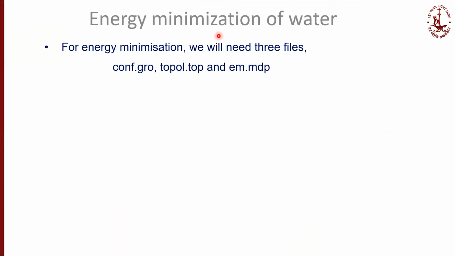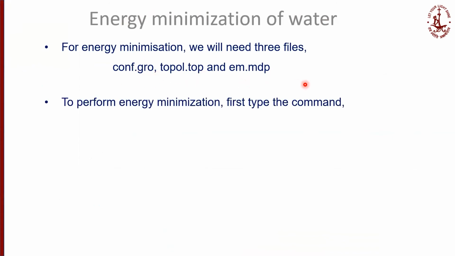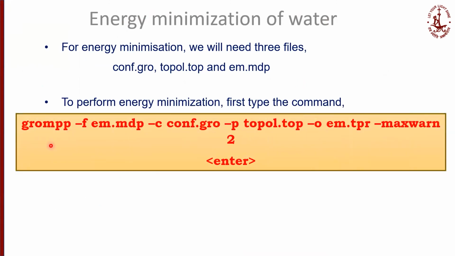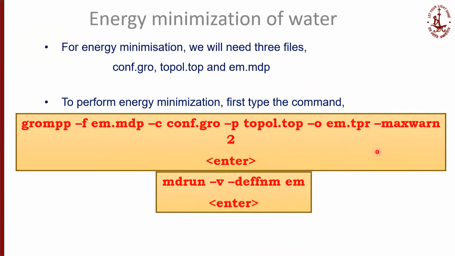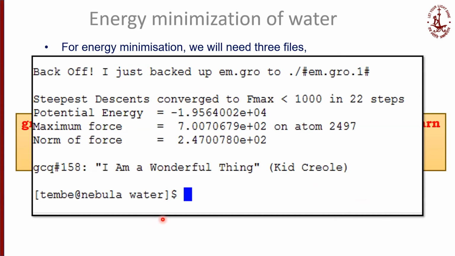Once you have these, for energy minimization, what do you require? GRO file, TOP file, and .mdp file. So to perform energy minimization, you will first do grompp to create the TPR file. Once the TPR file is generated, you will do an mdrun. Once you use this command -deffnm, it will produce all the output files with the extension em. So this is what you get. Steepest descent converged to Fmax less than 1000 in 22 steps, and it will give you the potential energy value also. So this is a global minimization that is done.